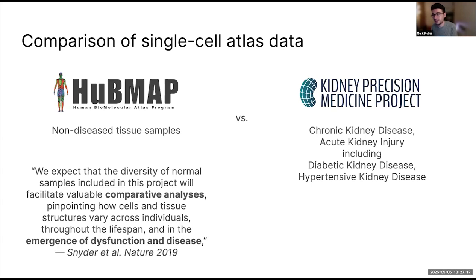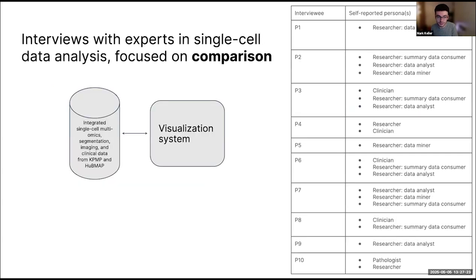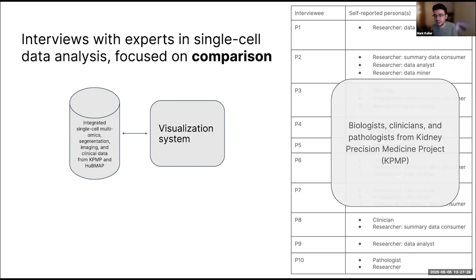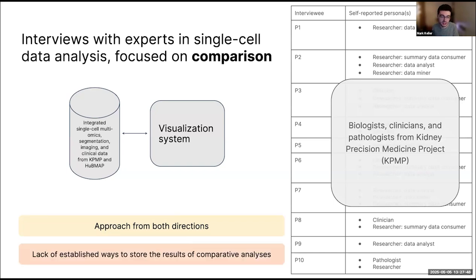So you can imagine comparing this to the Kidney Precision Medicine data, which has these different kidney disease subtypes. We conducted interviews with biologists, clinicians, and pathologists from the Kidney Precision Medicine Project to build a visual comparison system. We approached this both from the data processing direction and the development of the visualizations to view those results. One of the challenges here was also the lack of established ways to store the results of these types of comparative analyses.